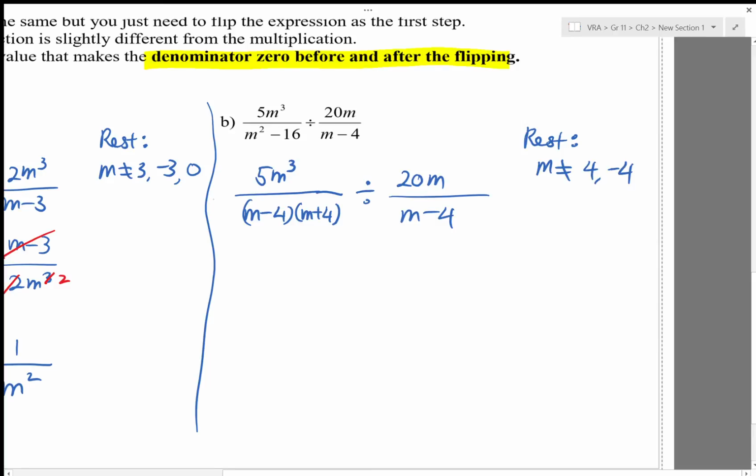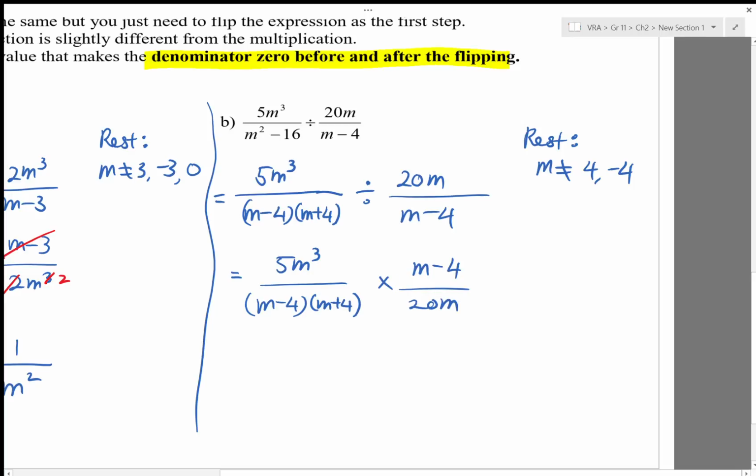Then we have to flip it. Okay, we have to flip it. So we have 5m cubed over m minus 4 and then m plus 4, and then times m minus 4 over 20m. So in this case, we have 20m in the bottom. Therefore, this also is part of the restriction.